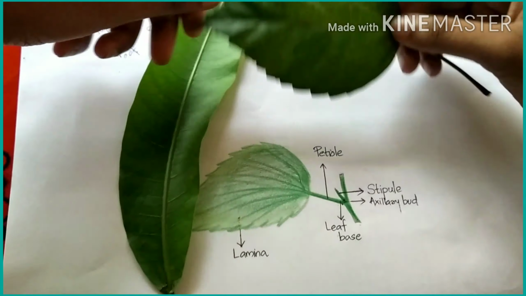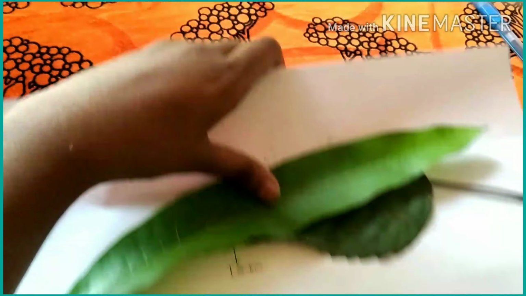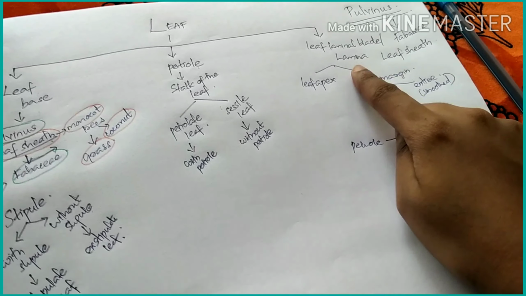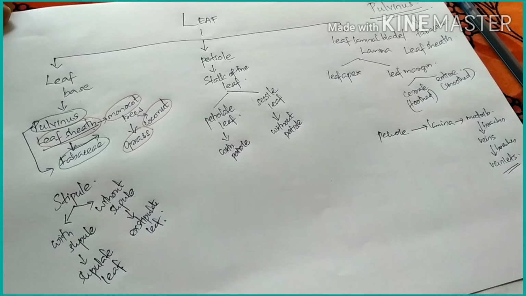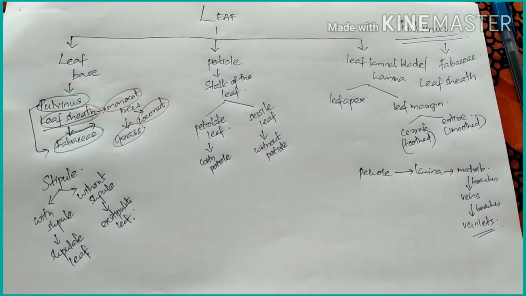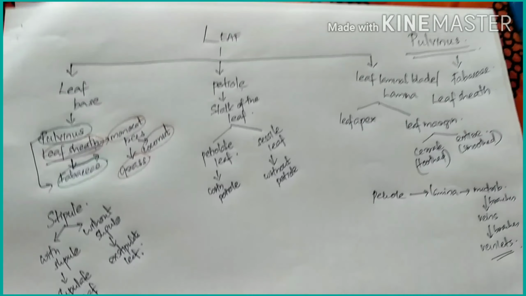So this is the typical structure of a leaf as discussed earlier. It consists of a leaf base, the petiole, and the leaf laminal blade or lamina. And hope you have understood the typical structure of the leaf.